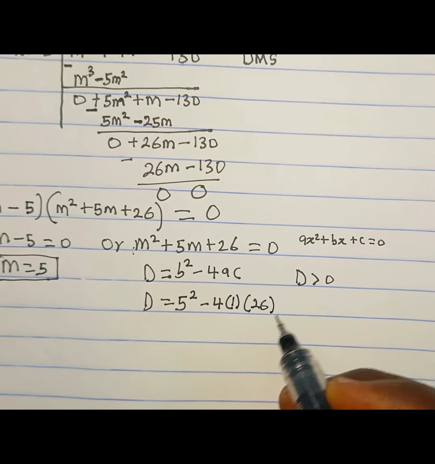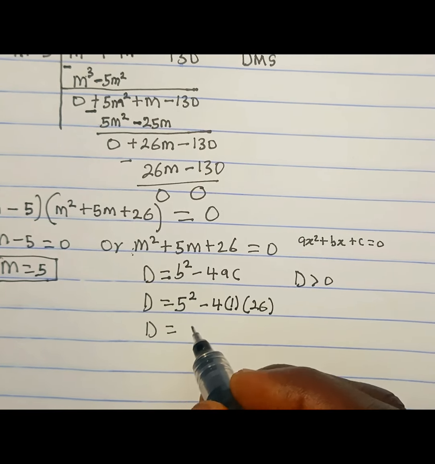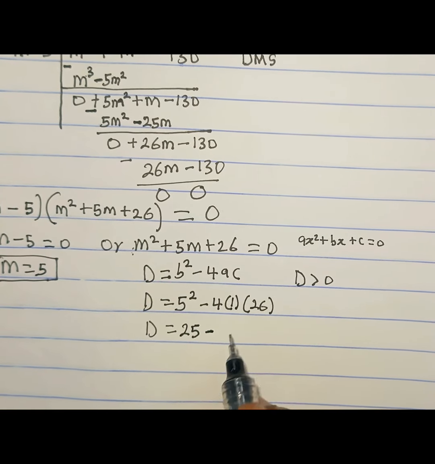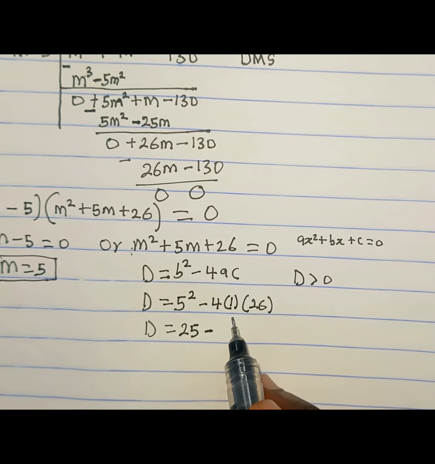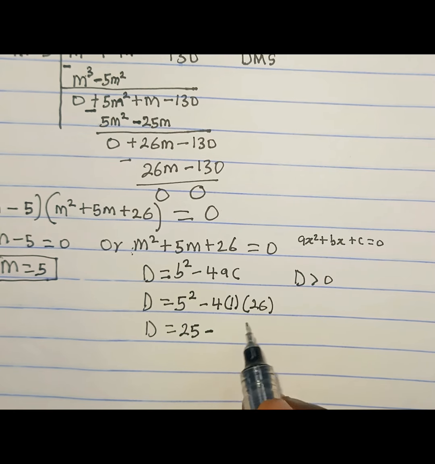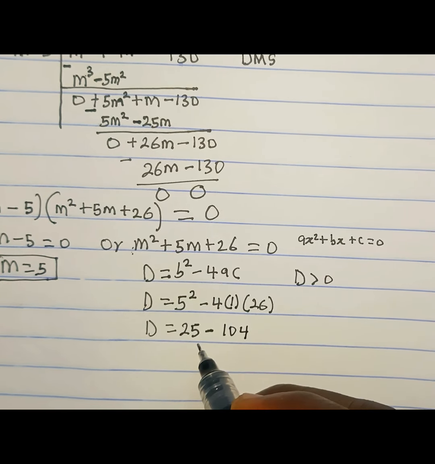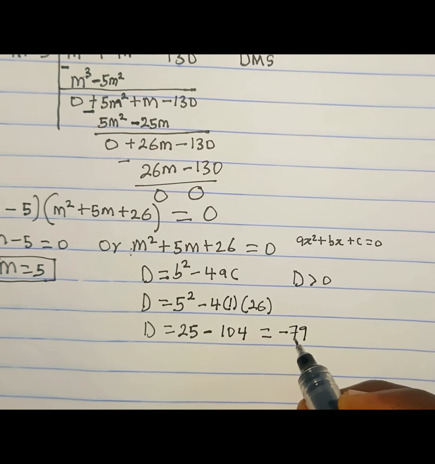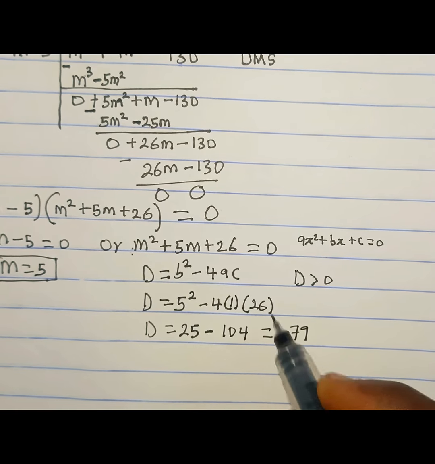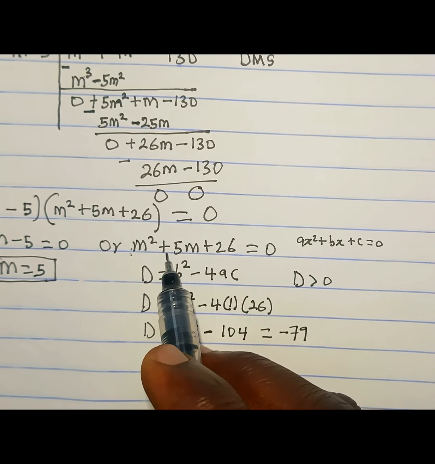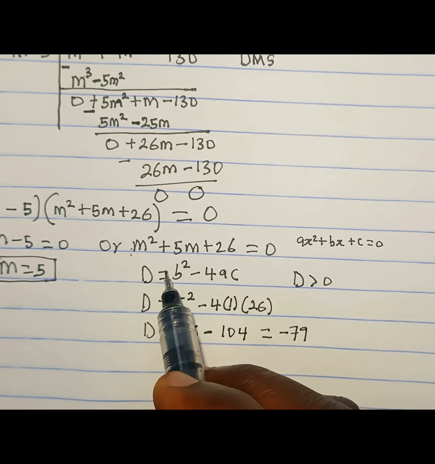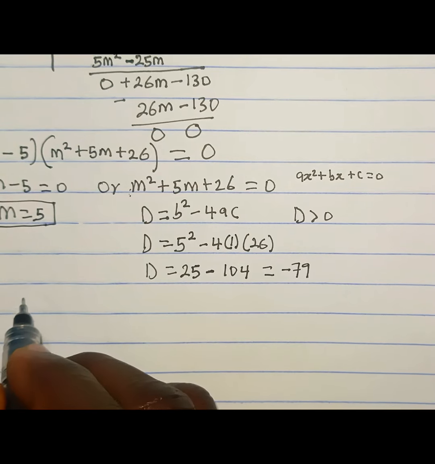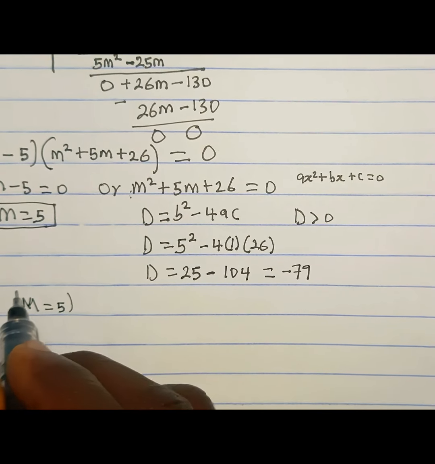and c is the constant, which is 26. So D now will be equal to 5 squared, which implies 5 multiplied by 5, giving us 25, then minus 4 multiplied by 1 is 4, then 4 multiplied by 26 is going to give us 104. So 25 minus 104 is the same as minus 79, and minus 79 is less than 0. Therefore, when you solve this quadratic equation, you are going to get an imaginary number, and we are not going to work with that. So the only solution we are going to work with is m equal to 5.